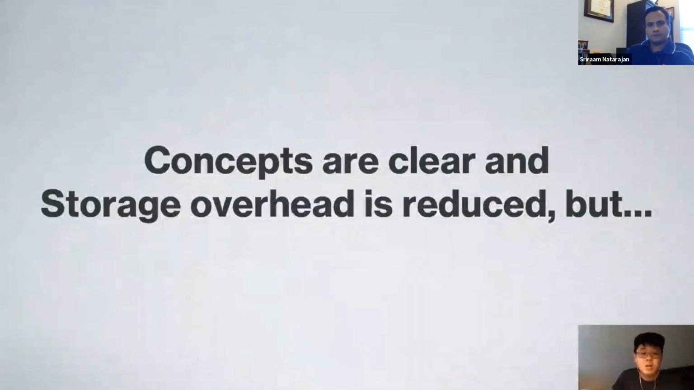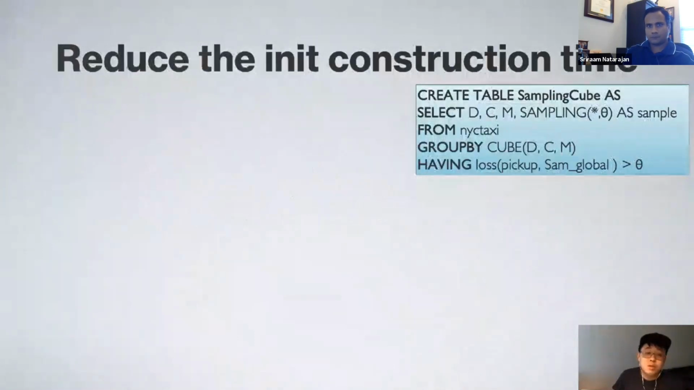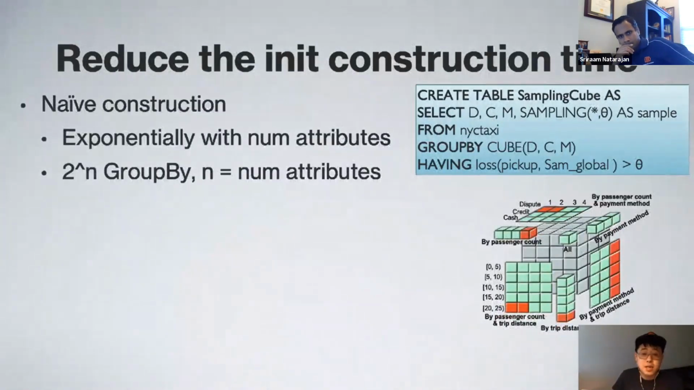Okay, now all the concepts are very clear and the storage overhead is reduced. However, we still need to reduce the construction time of the cube. This is because the naive construction method, as specified in these SQL queries, may take 2 to the power of n full table group by queries, where n is the number of columns in this table. So, as you can see here, it grows exponentially with the number of attributes.